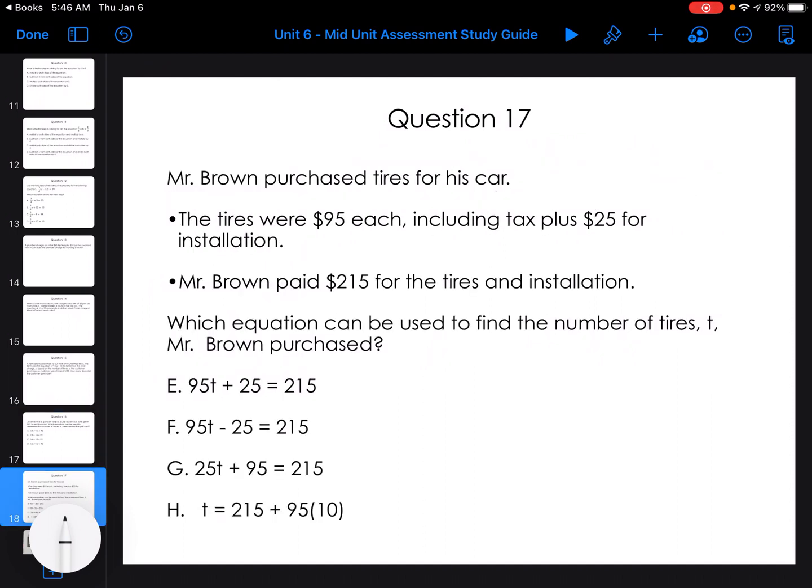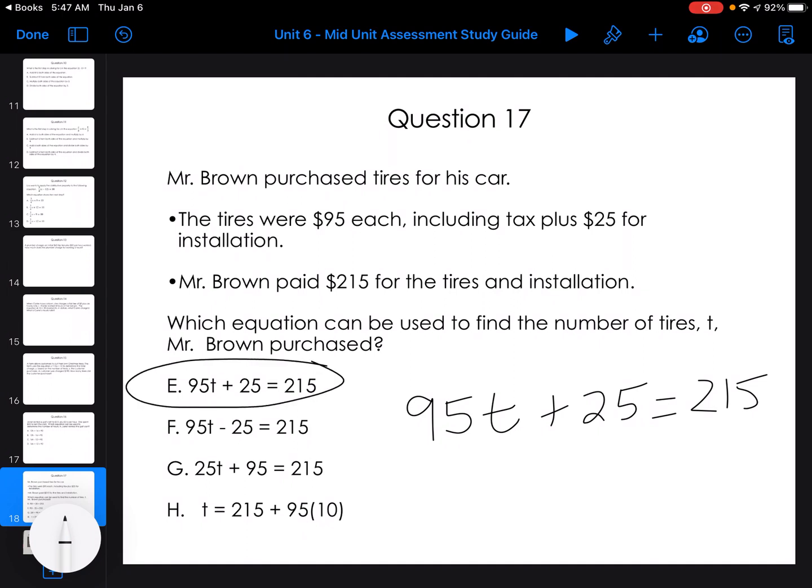Mr. Brown purchases tires for his car. The tires were $95 each. Each tells me that that's where the variable's going, including tax plus a $25 charge for installation, so plus the $25. Then it says that Mr. Brown paid $215 for the tires and installation, so that's what it's equal to. So they want to know which equation could be used. So it's got to be A.